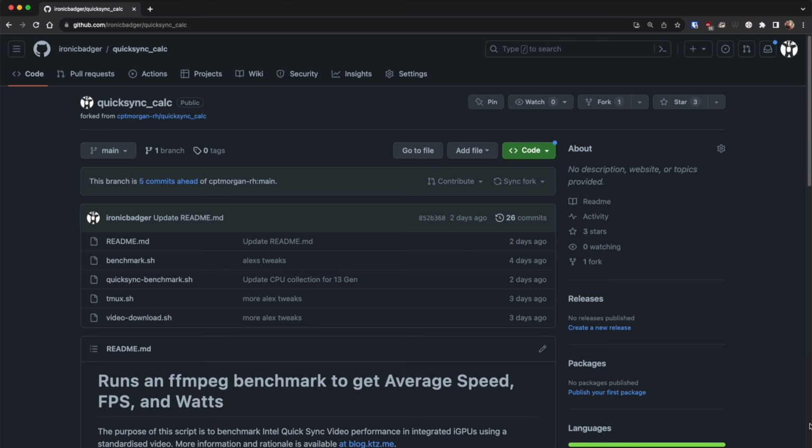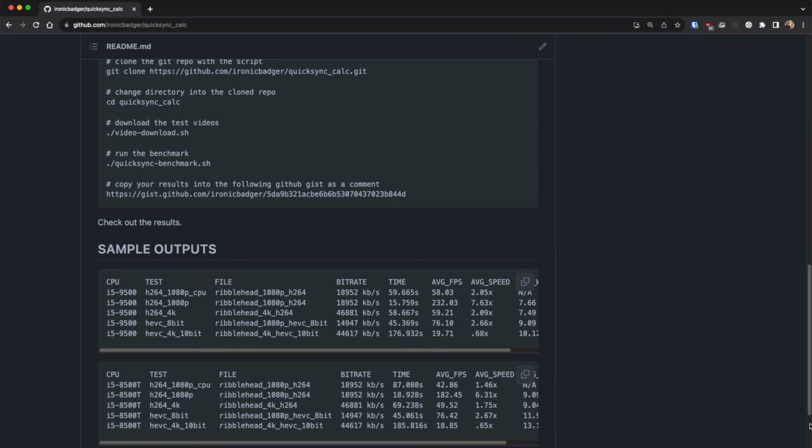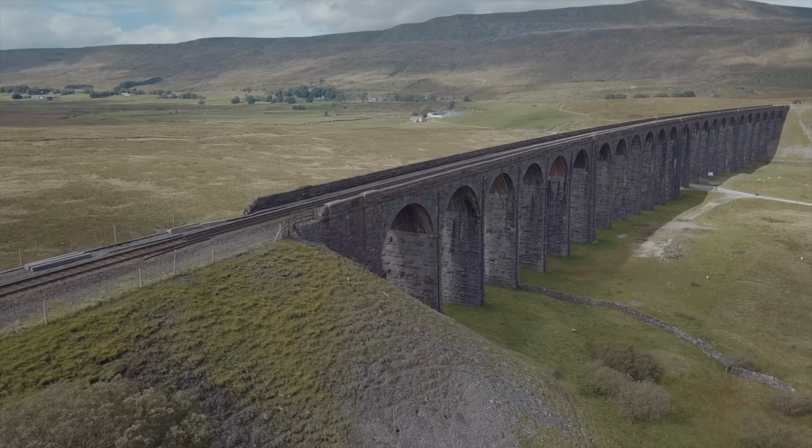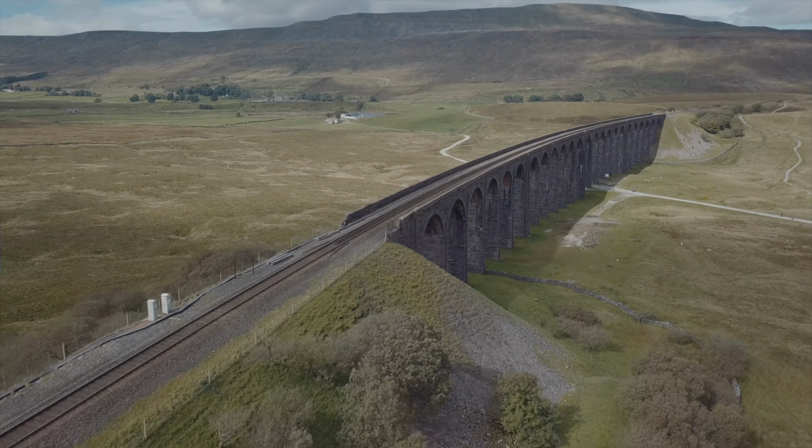So if you have a look down in the description, there'll be a link to a GitHub repo where a friend of mine, Morgan, Captain Morgan, he goes by on GitHub, has helped me put together a script to try and benchmark Intel iGPUs, QuickSync GPUs. What it does is it takes some old drone footage of mine, which I've edited together into a 2-minute clip. I exported it from Final Cut in H.264, in 4K and 1080p. I also did it in HEVC, or H.265, in both 4K and 1080p, but also 8-bit and 10-bit color as well.